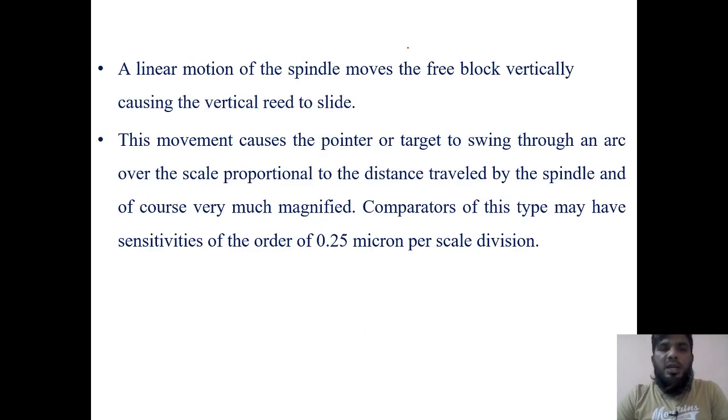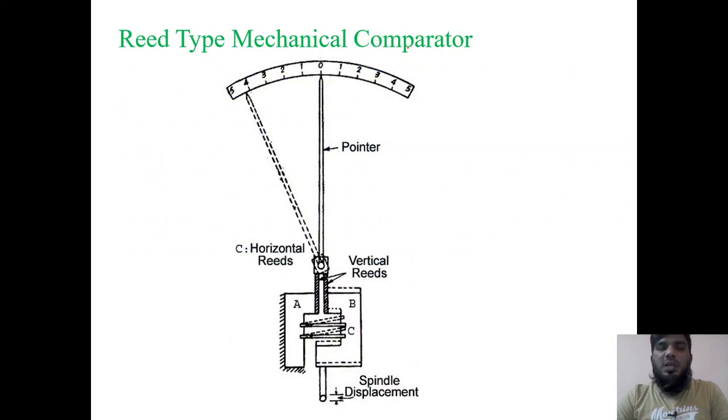The movement causes the pointer or the target to swing through an arc over the scale, proportional to the distance traveled by the spindle, and of course very much magnified. A comparator of this type may have a sensitivity of 0.25 micron per scale division, meaning 10 to the power of minus 6 you are able to measure. So a small displacement here gives you a small deviation in the pointer. All of these work on the same principle.